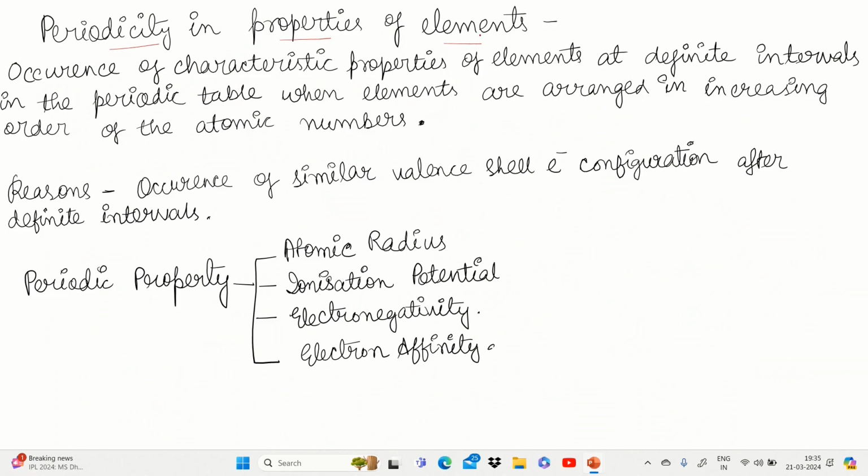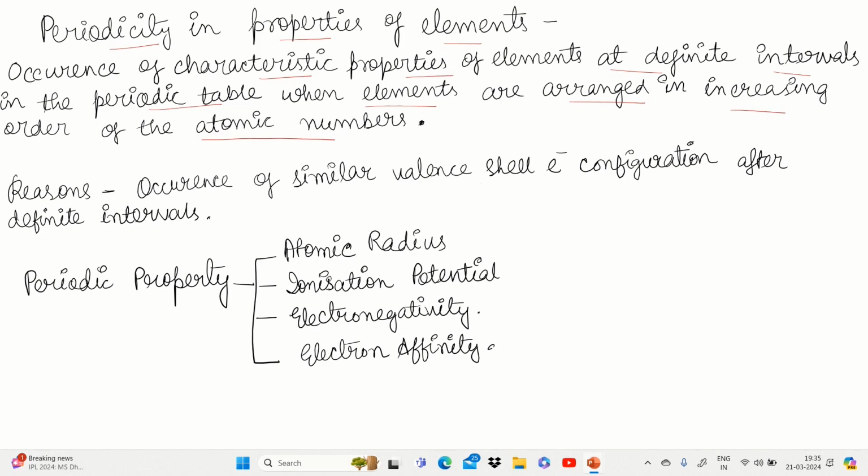Periodicity in properties of elements. What does this term mean? The occurrence of characteristic properties of elements at definite intervals in the periodic table, when the elements are arranged in increasing order of their atomic number, is known as periodicity.